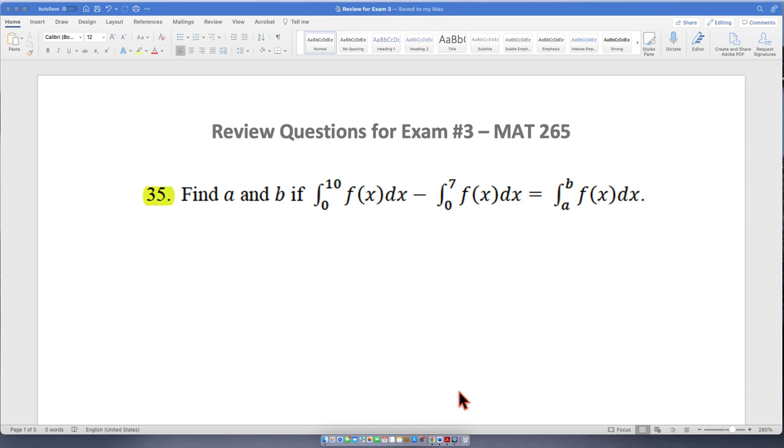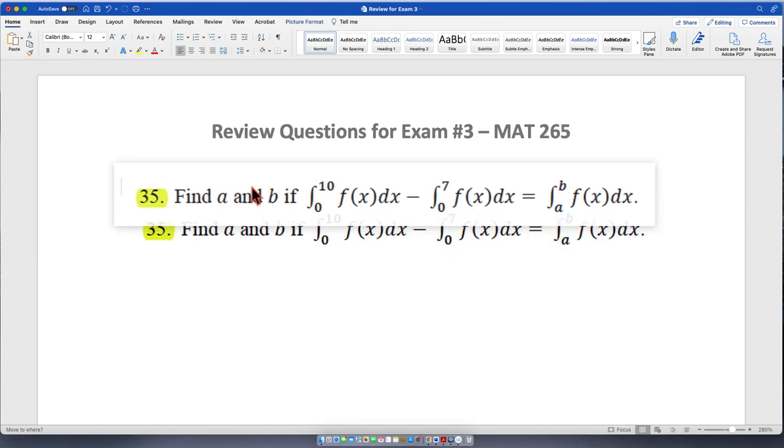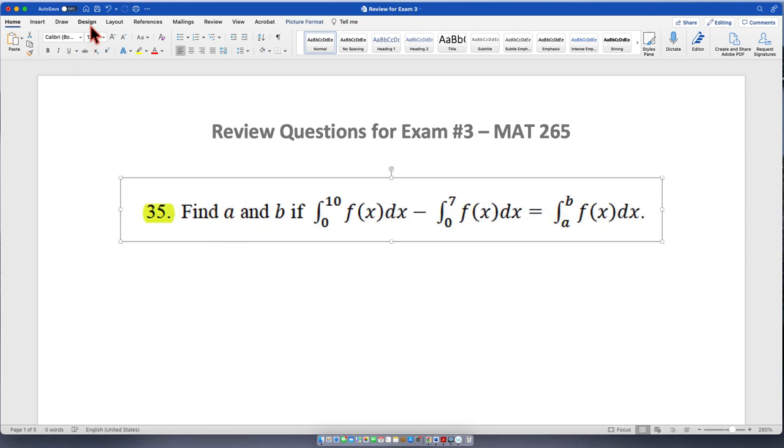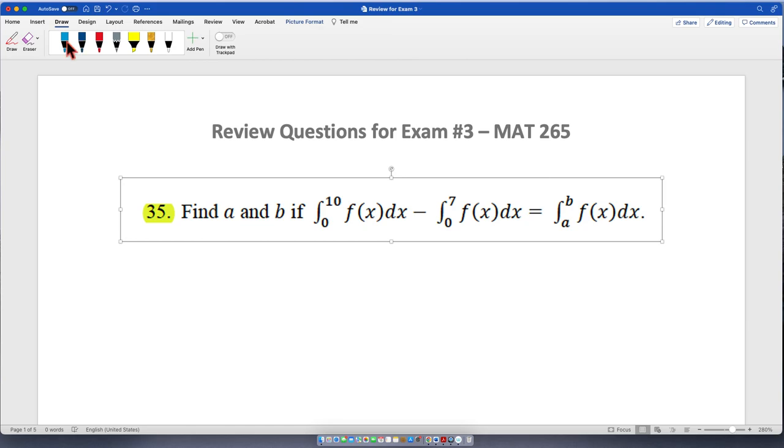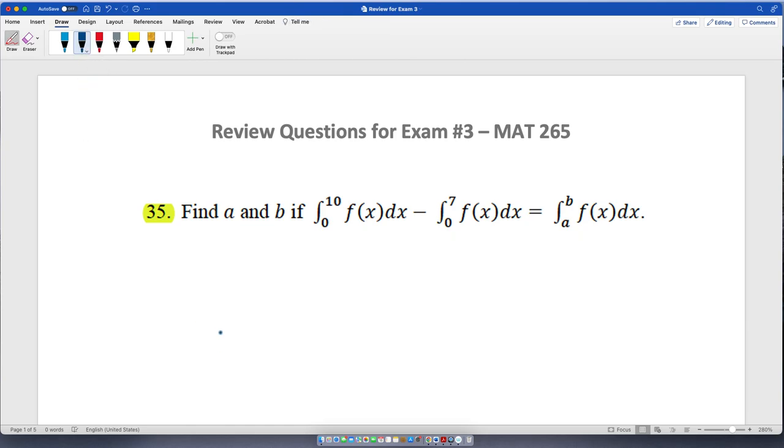And we didn't do this directly. I presented it as just one of the principles. So I'm going to do a little bit here. Let's go with draw. And so what we're talking about, this function here, is going from 0 to 10.